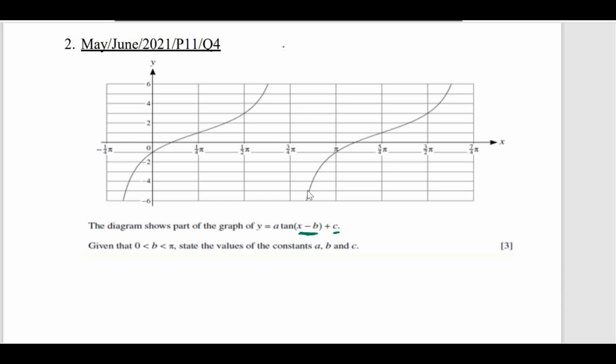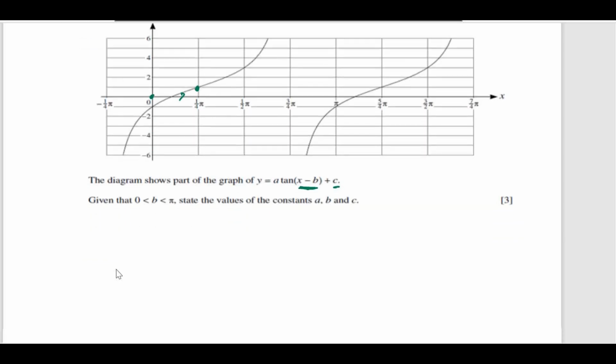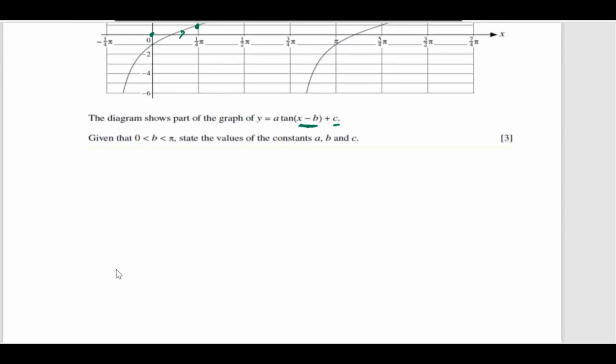Now let's see the original graph. We know that the original graph of tan starts from here, and as we can see, if we compare it with the original graph, so this graph is shifted pi by 4 units towards the right side horizontally, and 1 unit towards the vertical side. So we can see that since we have, let me write it over here so that this will be clear to all of you.